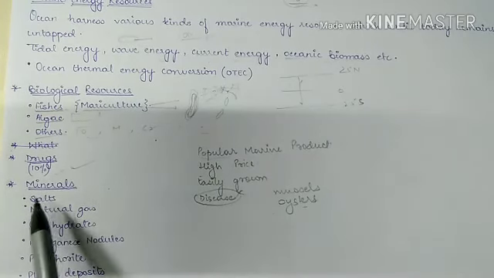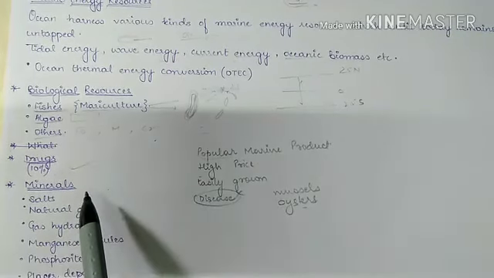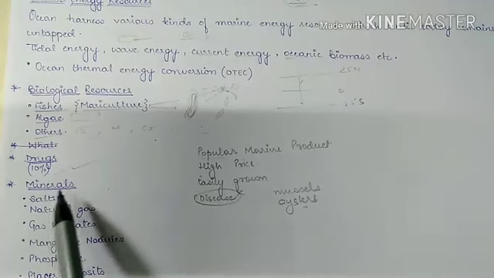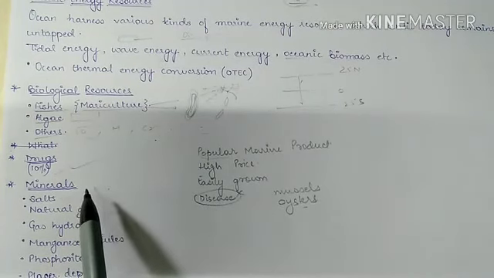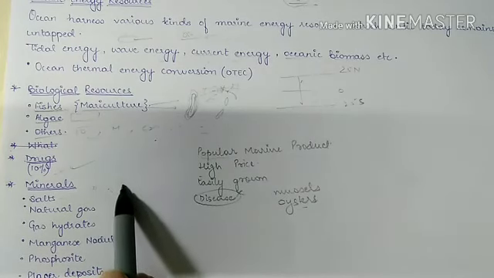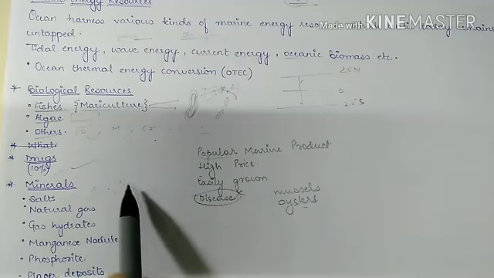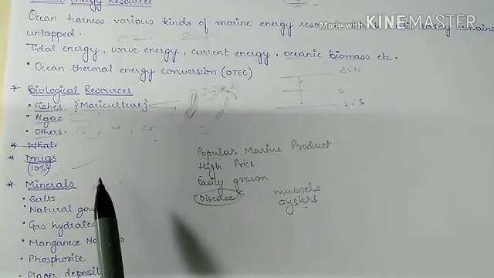Lastly, we have marine mineral resources. First we have salt content. As we see, water contains various minerals in the form of salt such as NaCl, MgCl, and others. So these salt contents have sodium, magnesium, and other minerals which are found in the ocean.